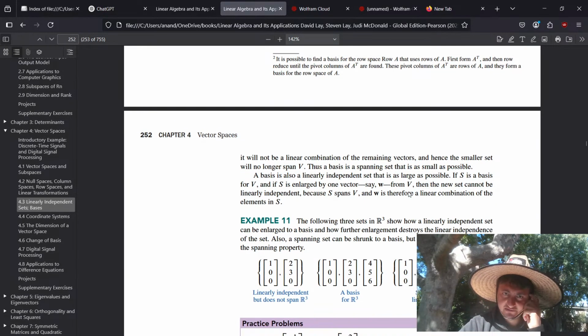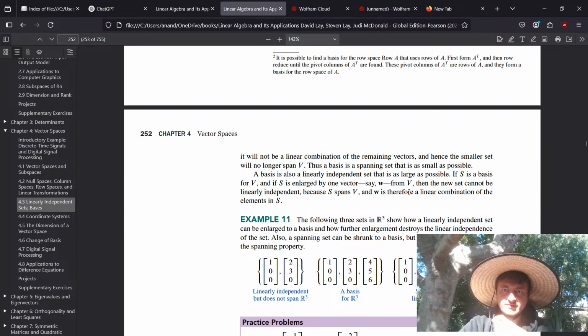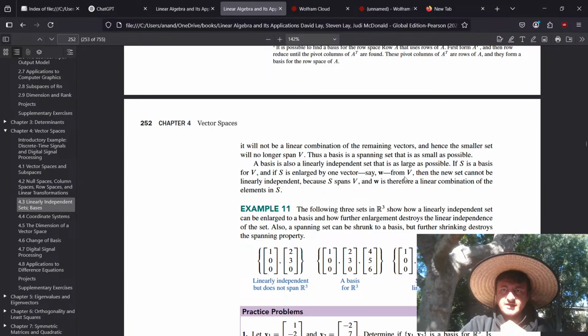If S is a basis for V, and if S is enlarged by one vector, say W, from V, then the new set cannot be linearly independent because S spans V, and therefore W is a linear combination of the elements of S.